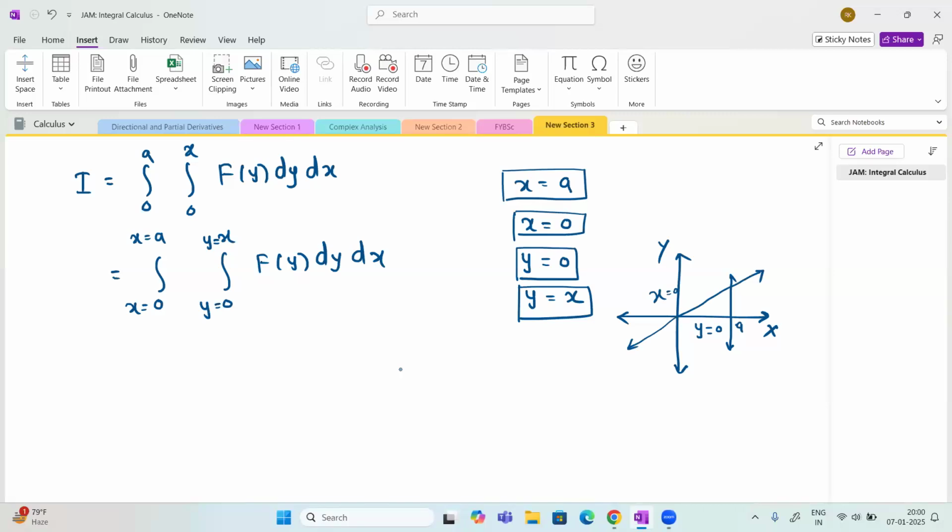Otherwise, if you don't know how to draw lines, then you're supposed to draw one table. In our 9th standard or 8th standard, we have already studied there is a unique line which passes through given 2 points. You're supposed to find any 2 points on the line using this table. And if you get the points, you can draw the line. Okay, so the region is bounded by these 4 lines. That means this is a region we have, right?